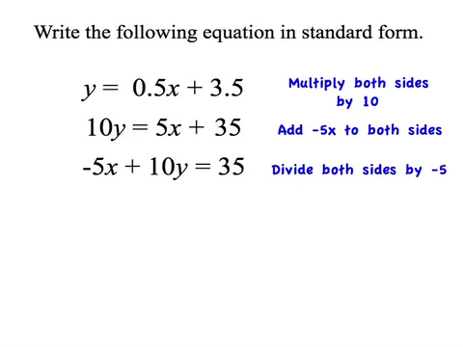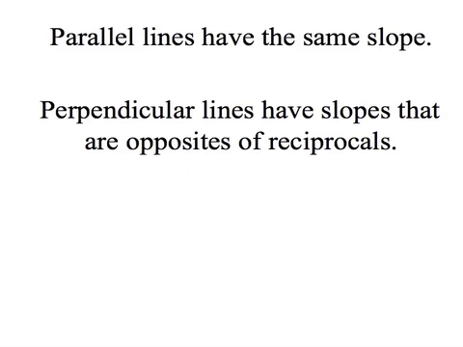We'll divide both sides by -5. And when we do, then -5 over -5 is 1. So it'll be x minus 2y equals -7. And a is 1, b is -2, and c is -7. And our equation in red is the preferable way to write our equation in standard form. To summarize, parallel lines have the same slope, and perpendicular lines have slopes that are opposites of the reciprocals of each other.